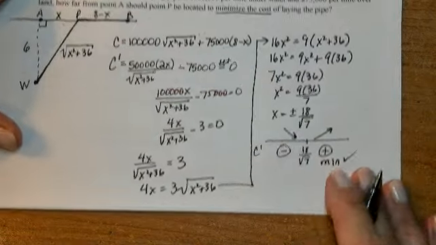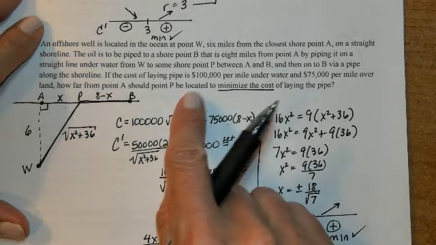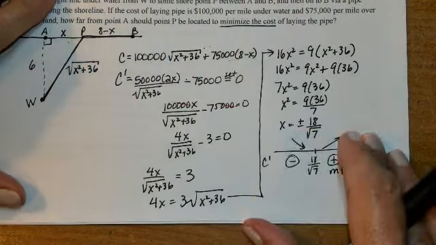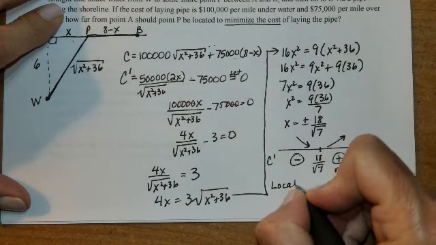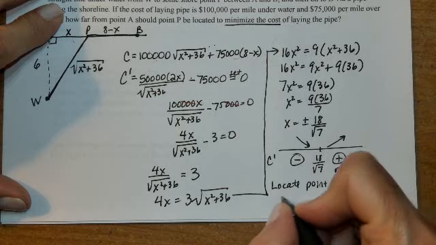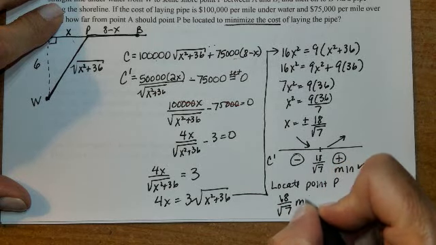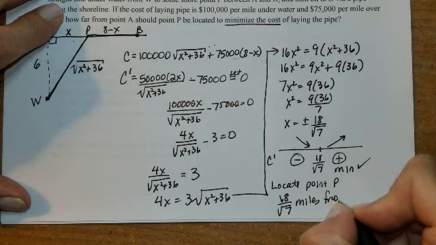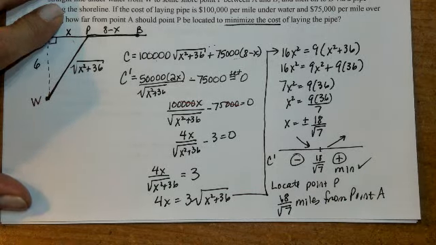What were we trying to do? We're trying to find how far from point A should point P be located. We found how far. So locate point P 18 over square root of 7 miles from point A.